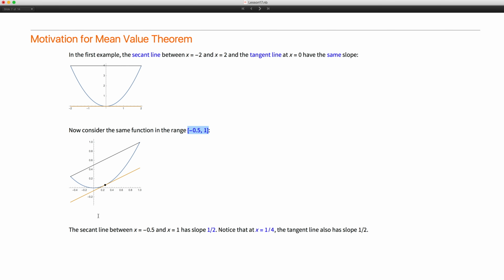And now you notice that the secant line at x equal to -0.5 and x equal to 1, the line joining those two points, has slope 1/2. You can calculate that. And the same thing happens at x equal to a quarter, namely the tangent line at that point has a slope of 1/2. So the mean value theorem is just a modification, a more general version of Rolle's theorem.